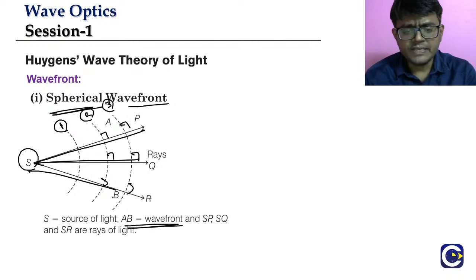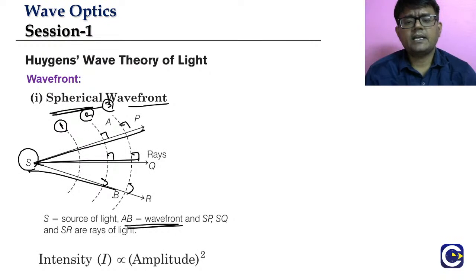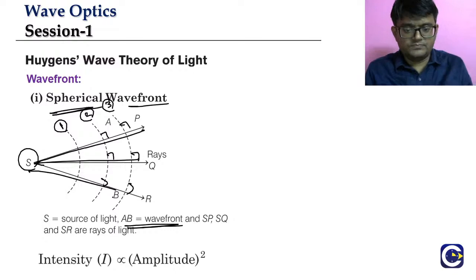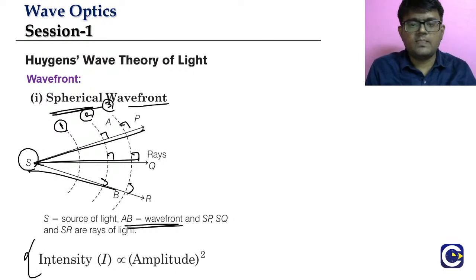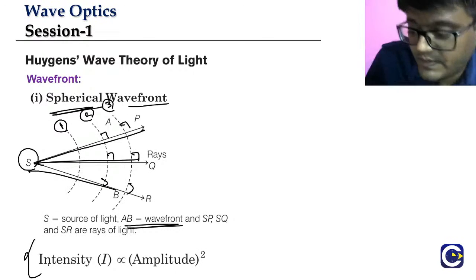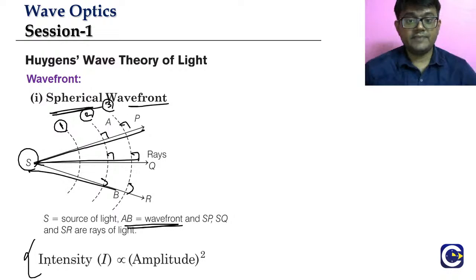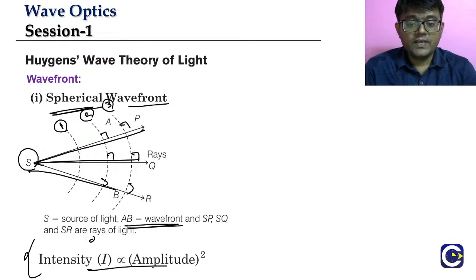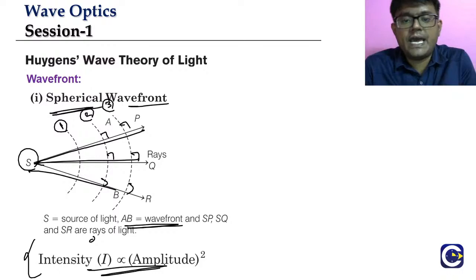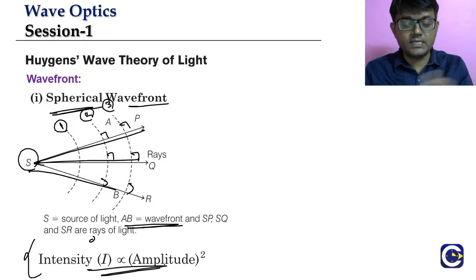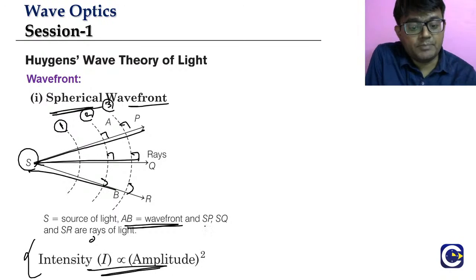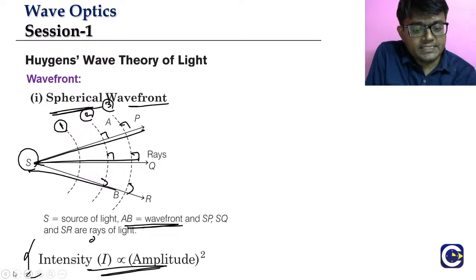Now when you look at any wave, we talk about the intensity of the wave. Even in the plus one waves and oscillations chapter, we have looked at the relation between the intensity of the wave and its amplitude. So what is the relation? Intensity of a wave will be proportional to the square of the amplitude. Intensity of the wave will be proportional to what? Square of the amplitude.